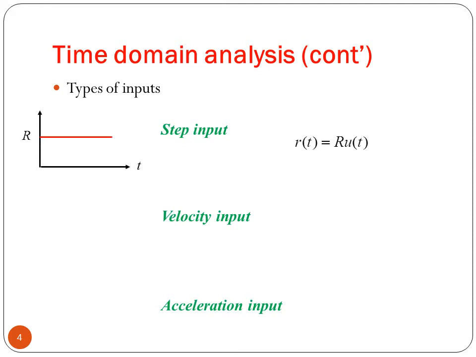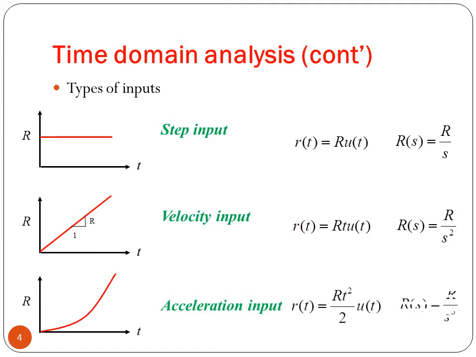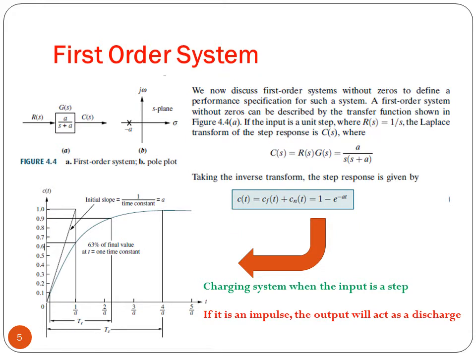So back to the input types, we will focus mainly on three different input types: the step, the velocity, and the acceleration. And here we can see their time domain output and their frequency domain values.